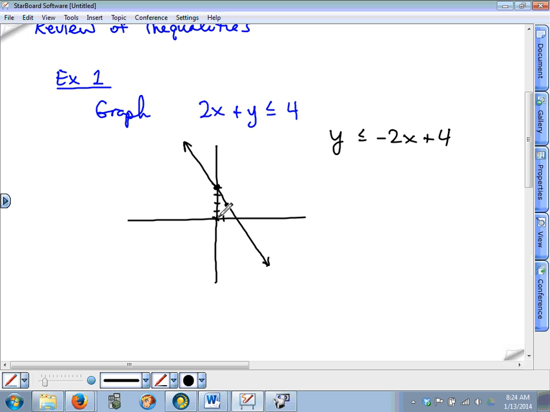So if x and y are both 0, we end up with the statement 0 is less than or equal to 4, which is true. 0 is less than or equal to 4, so that means the test point should be in the shaded region, which is underneath. Because it's the easiest point to choose.